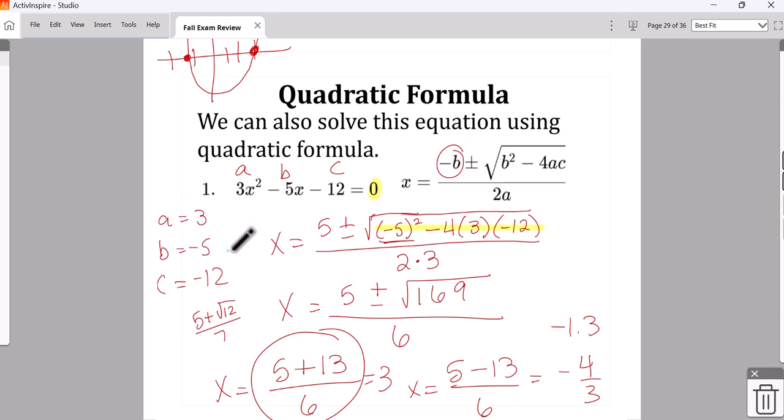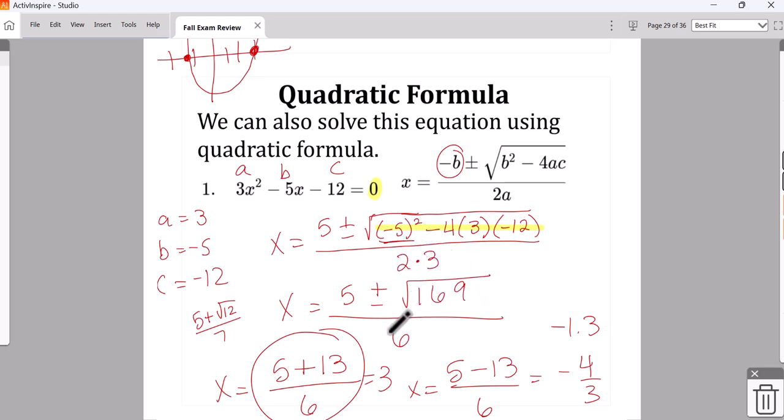So then we plug everything in. B is opposite b, so negative 5 is going to be opposite, so we'll plug in positive 5, plus or minus the square root of negative 5 in parentheses squared minus 4 times a times c, so times negative 12, all divided by 2 times a, which is 2 times 3. And then I simplify all the parts that I can. So in the calculator, without the square root, I type in negative 5 squared in parentheses minus 4 times 3 times negative 12, and that gave me 169.